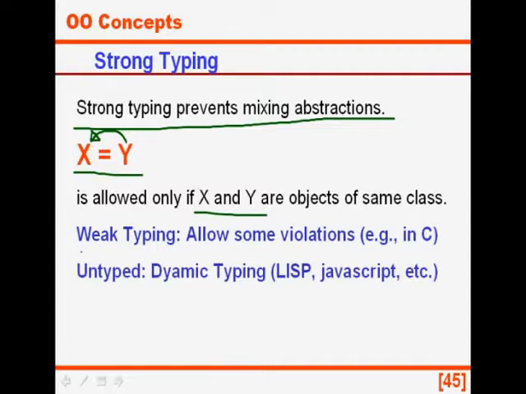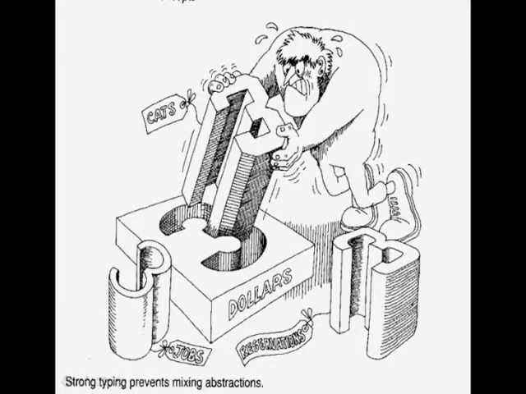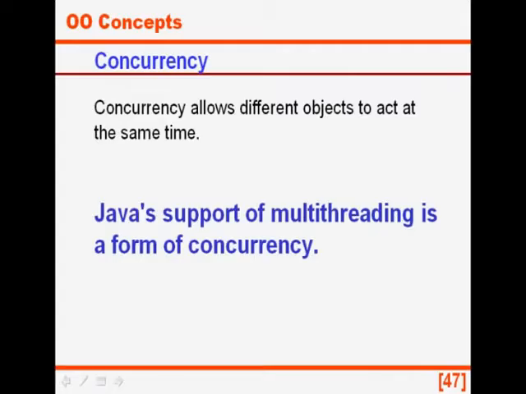So what would be weak typing? Weak typing would be to allow some violations, as in C, we can assign a float to an int and an int to a float. And the other extreme is an untyped language, or what is known as dynamic typing. For example, Lisp, JavaScript, etc., where variables have no type, they can take on any value assigned to them. What does this mean in simple words? Object-oriented programming languages avoid putting a square peg into a round hole or a round peg into a square hole. This is strong typing.